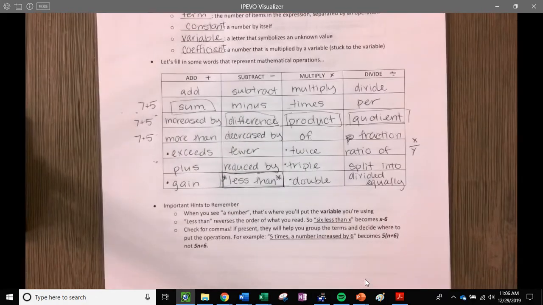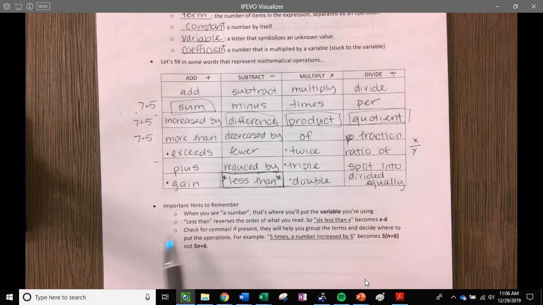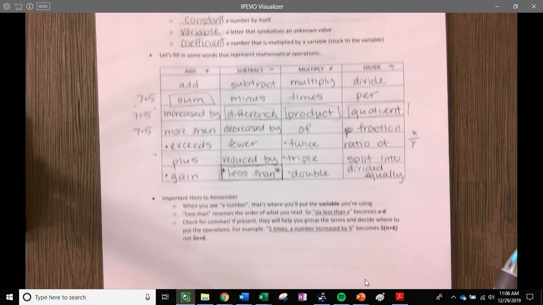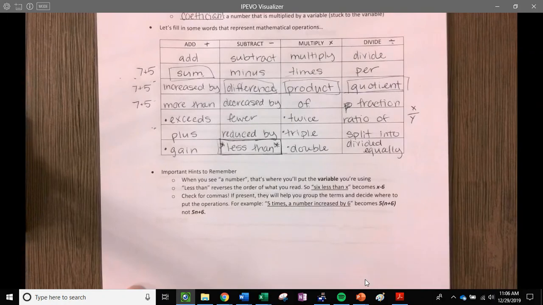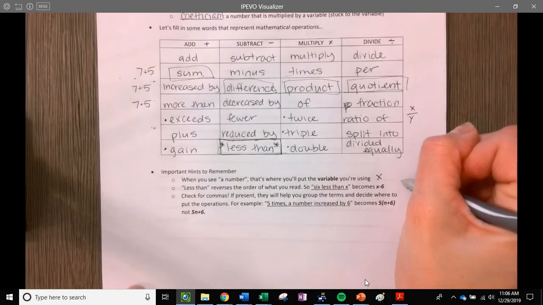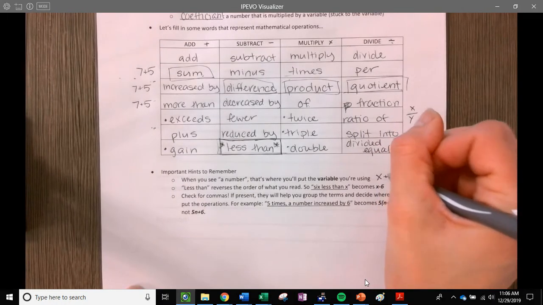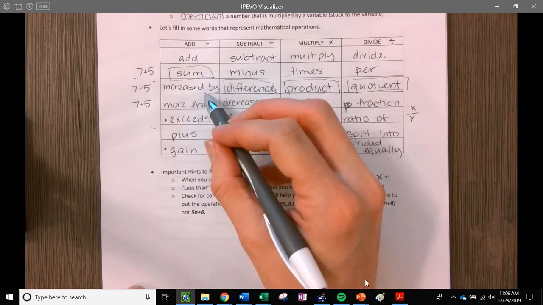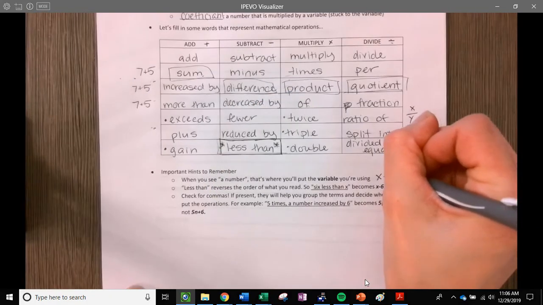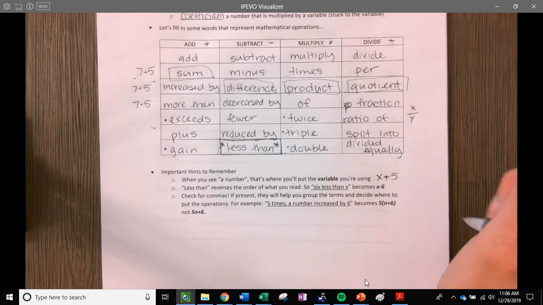All right, important hints to remember. When you see a number, okay, if they are telling you a number increased by 5, that's where you're going to put the variable that you're using. So a number increased by 5 would be x, if we're using x, plus, because we know increased by is about adding, 5. A number increased by 5, x plus 5.